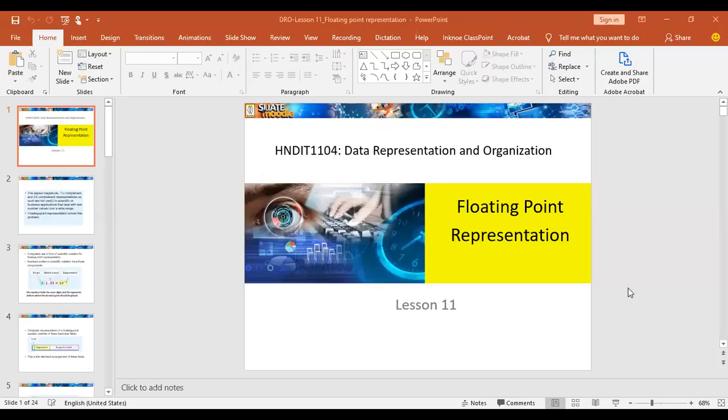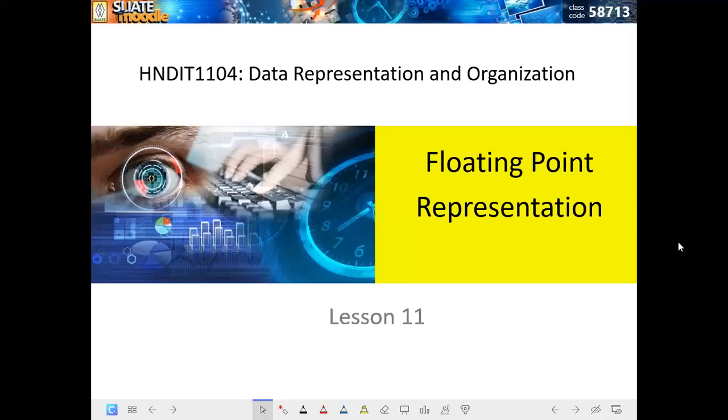Right, then today's lesson is floating point representation. There is a reason behind why we are going to represent numbers in this way, and a reason why you are going to learn this lesson.